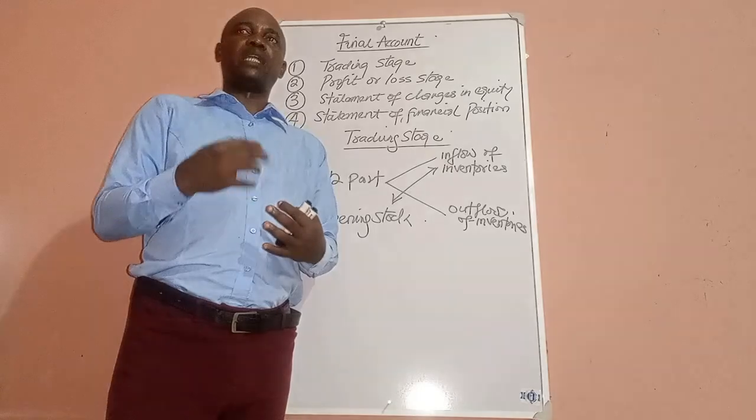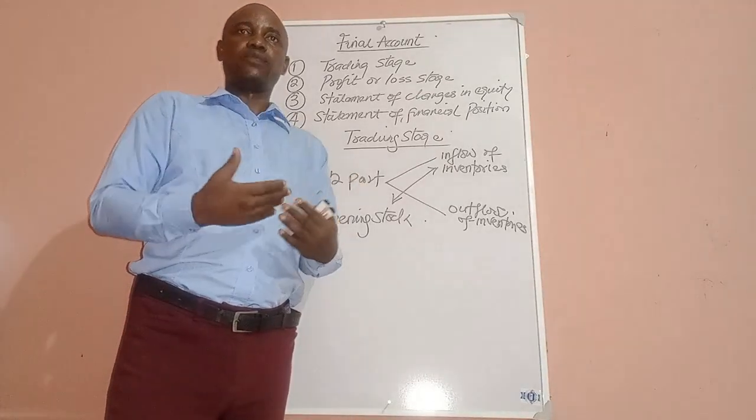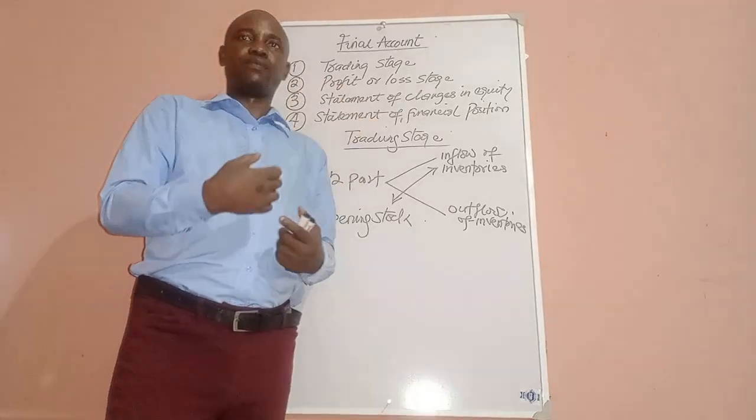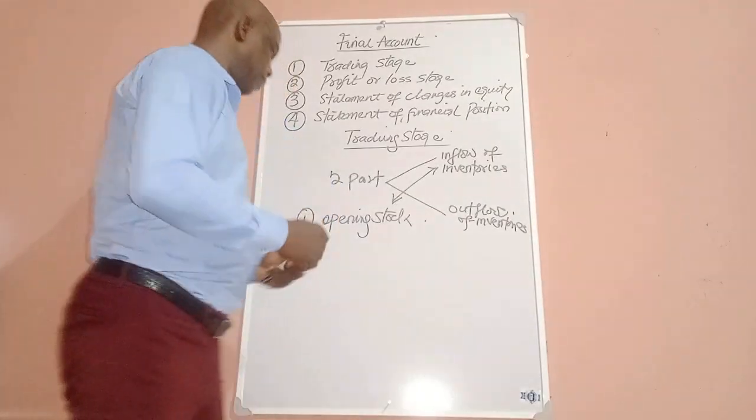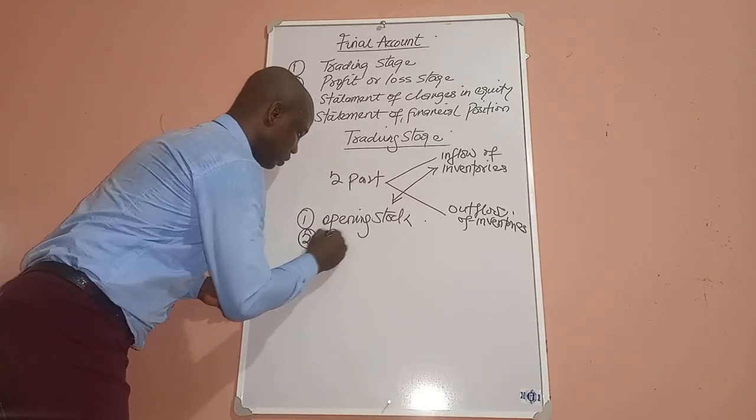Now, when these inventories are not sufficient for you to start making sales, what you have to do is go to the market and buy more. And that brings about the second option here, which is purchases.